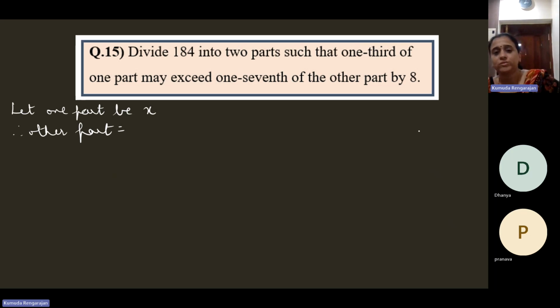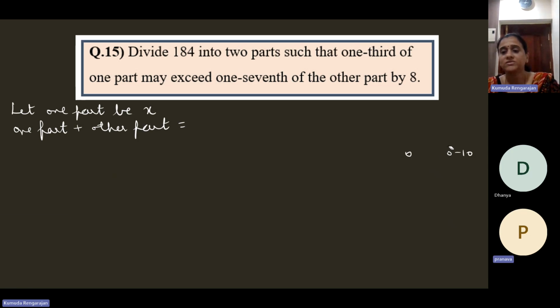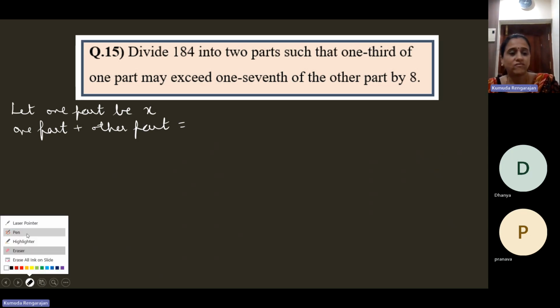So now children, supposing you have 50 rupees and you want to divide that into two parts, not two equal parts. If one part is 10, what is the other part? 50 minus 10, right? Or let me work it like this for you. Let one part be x. What is one part plus other part equal to, children? And how much is that? 184. Yeah, 184.